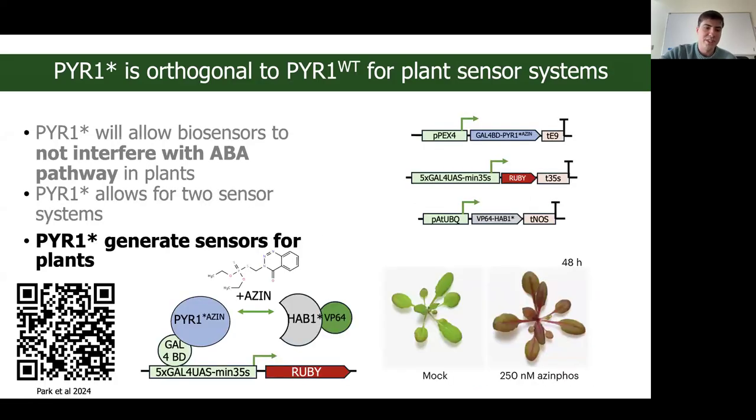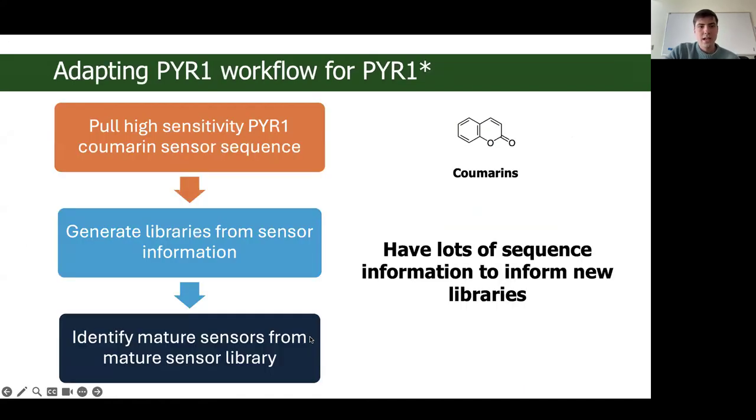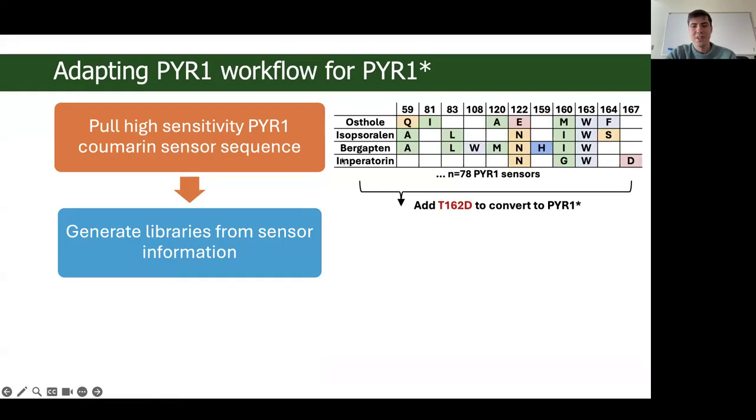But again, for my own interest, Pier 1 star is kind of the ideal sensor scaffold to generate sensors for plants and expand the toolkit and array of different sensors that we have available for plant biology. Because it's orthogonal and because it doesn't activate that drought response, it's more synthetic. And so I once again turn to coumarins because we have so much data for them. And I've been adapting the Pier 1 workflow for Pier 1 star.